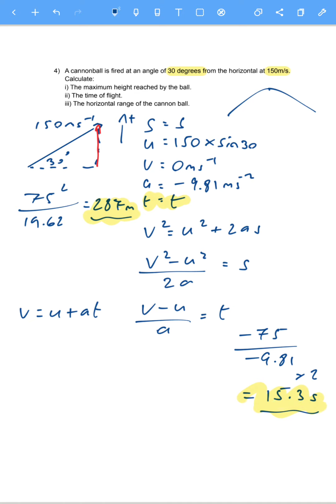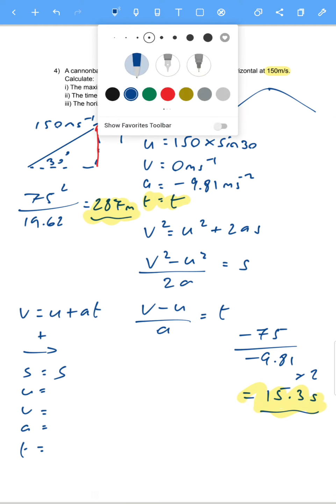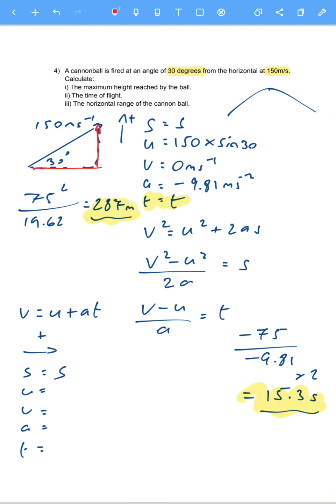And then what we need to do is the horizontal range of the cannonball. So we're going to do suvats again, but we're going to do it horizontally. So I'm going to take the right as positive, and then I'll talk through a few fundamentals here. So the displacement is what we're looking for, S. The initial speed horizontally will be the component that is here. So we need 150 adjacent to the angle, cos 30. So that'll be 150 times cos 30.